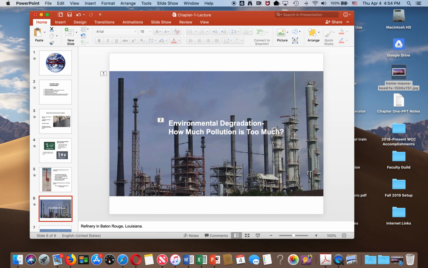Okay, slide 6. So environmental degradation, how much pollution is too much? And this is a huge question. Should we opt for zero tolerance for pollution, as in zero pollution? The answer is no, because that would mean extinction of animals, including humans. We all pollute. We all live and we all pollute. We all expel waste matter into the atmosphere. The real question is, how much pollution are we indeed willing to tolerate?